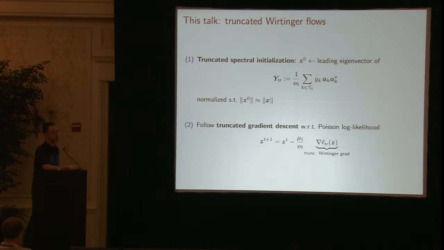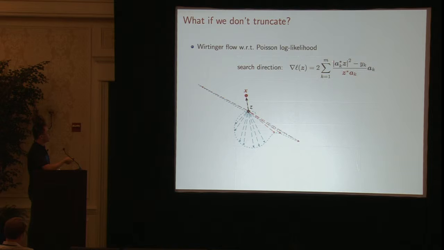So let's say we keep all the data, whatever the Wirtinger flow algorithm is doing. With this Poisson likelihood, the search direction, I do the calculation for you. This Wirtinger derivative will take this form. For illustration purposes, let's consider the case where x and z are both two-dimensional. And let me plot this gradient component for all a_k that are unit vectors.